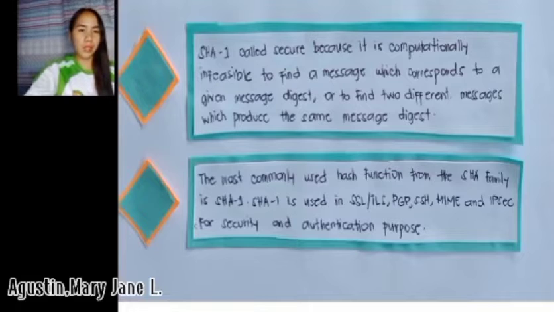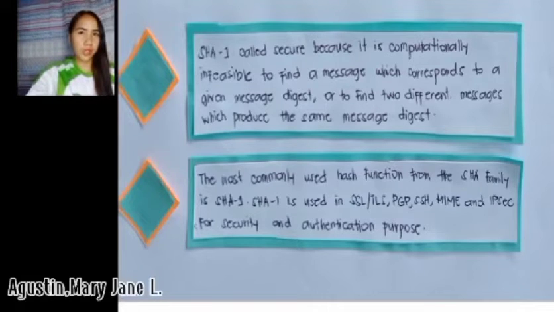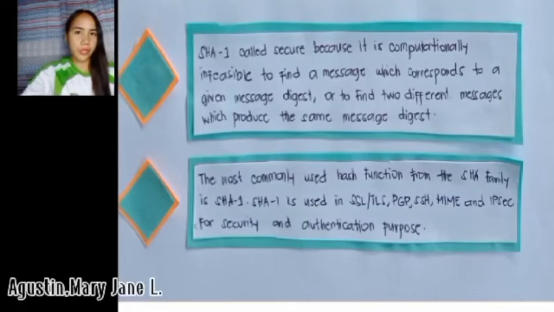SHA-1 is used in SSL, which stands for Secure Socket Layer; TLS for Transport Layer Security; and PGP, which is Pretty Good Privacy. SSH is Secure Shell. And MIME is Multipurpose Internet Mail Extension, or mail communication. And IPsec is for IP security and authentication purposes.